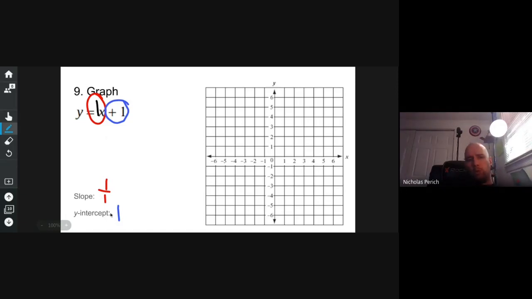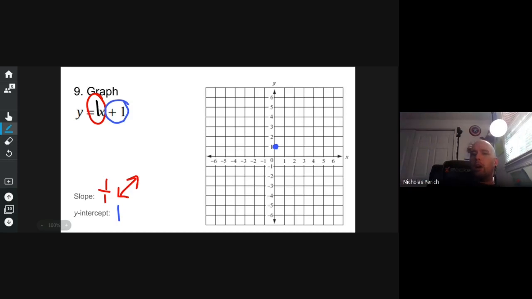So that was step 1. This was step 2. Step 3 is go to your y-axis and put a dot on the 1. So here's my y-axis. I'm going to put a dot on the 1. Step 4 says take that slope and use that slope to make more points. Remember, positive slope goes up and to the right. So this slope means up 1, right 1.